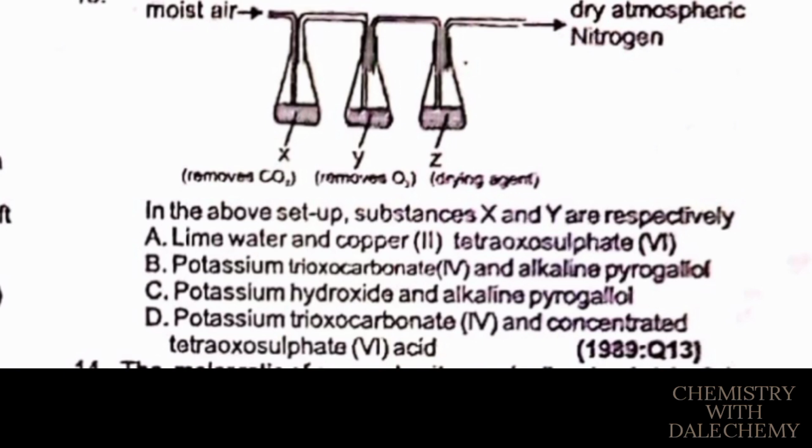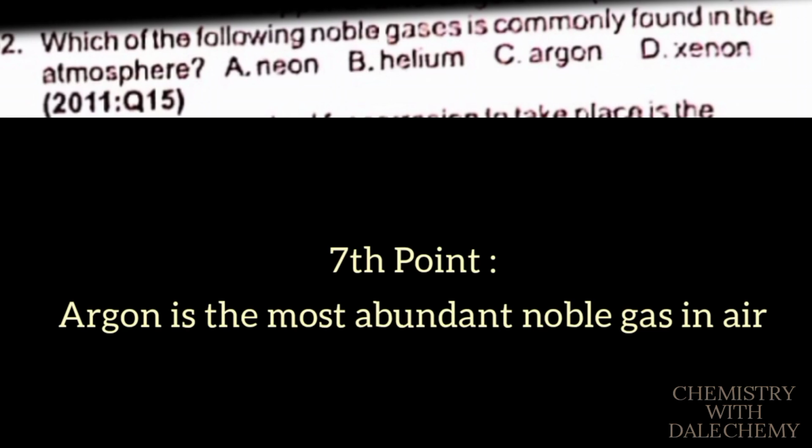And the next question is question 15 of 2011. Which of the following noble gases is commonly found in the atmosphere? So what they mean is the most abundant noble gas in the air, and that is argon from the points. So which means option C is the correct option.